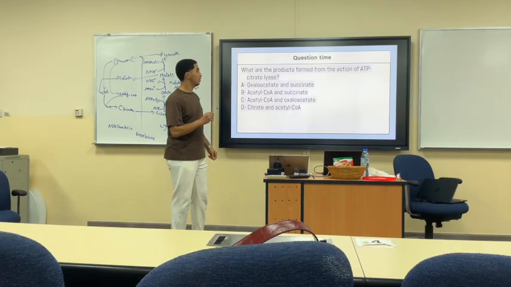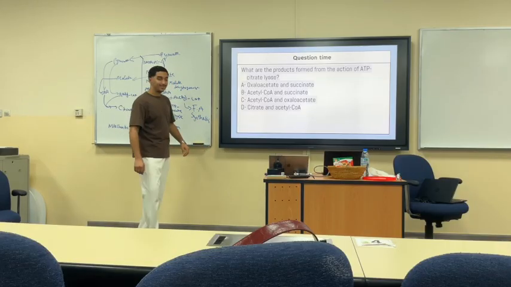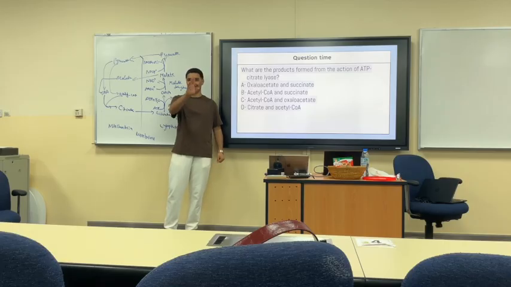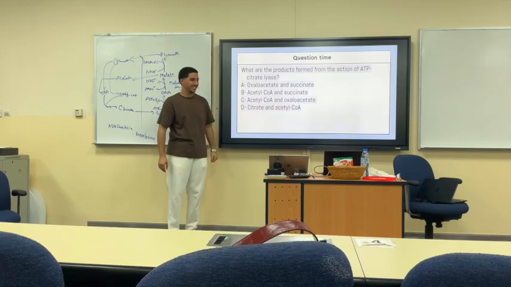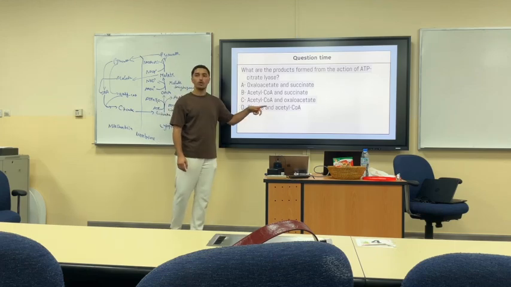What are the products formed from the action of ATP citrate ligase? Is it A? No. C: acetyl-CoA and oxaloacetate. Correct.